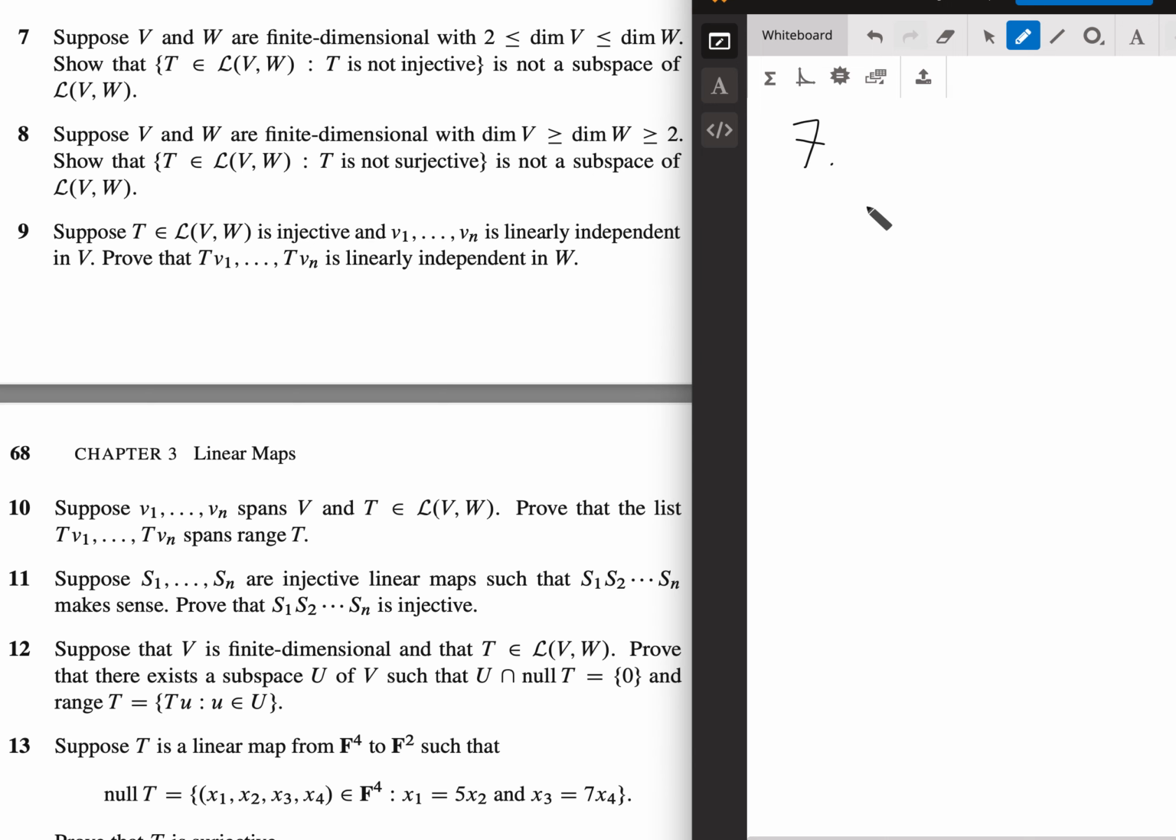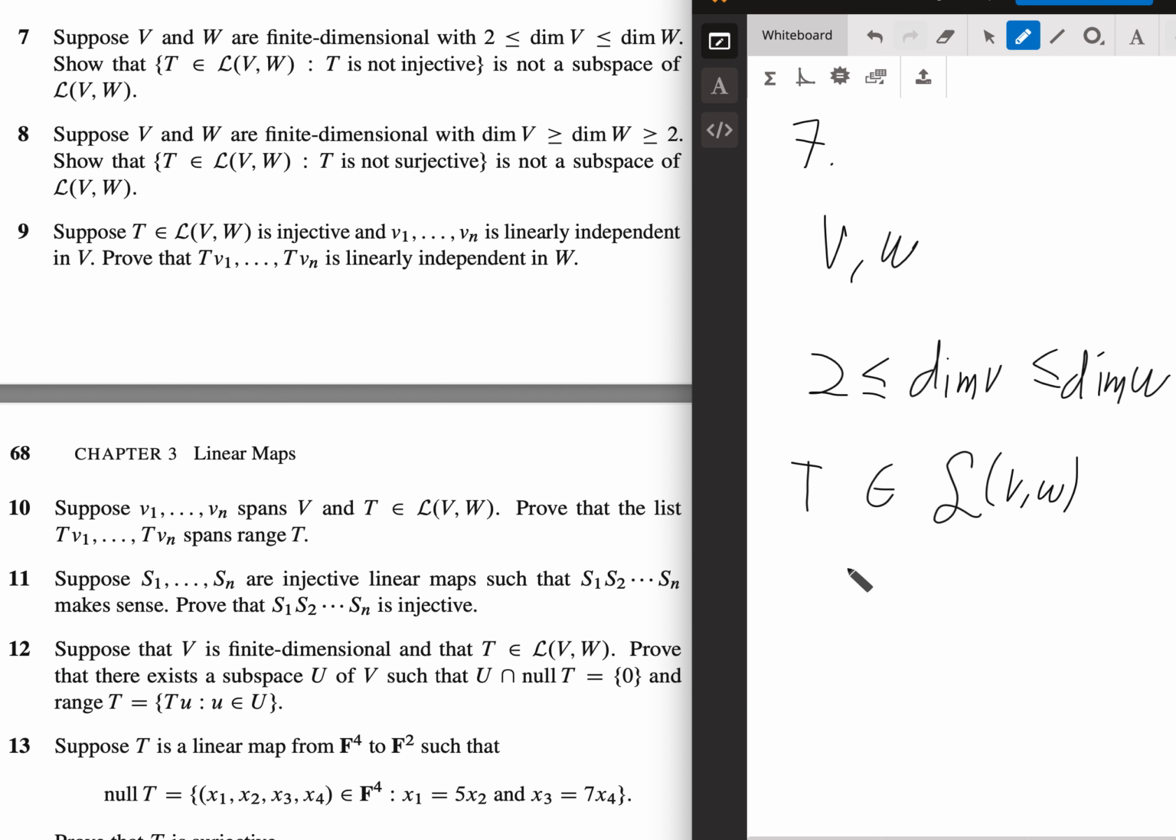Okay, suppose V and W are finite dimensional with 2 less than or equal to the dimension of V less than or equal to the dimension of W. Show that the set of T, a member of the linear maps from V to W, where T is not injective, is not a subspace.